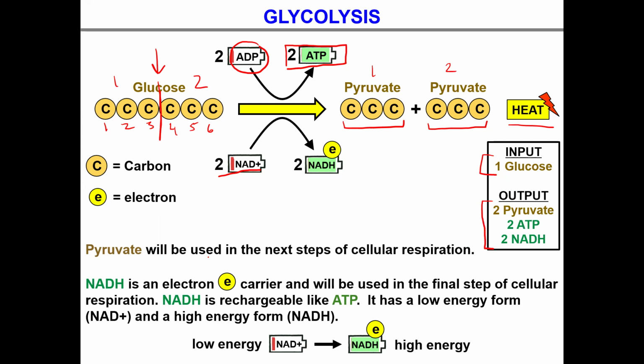So again, pyruvates are going to be used in the next step of cellular respiration, and NADH is an electron carrier represented by this E, and will be used in the final steps of our cellular respiration. So think about this as precursors, or kind of prep work, or setting up for the other steps of cellular respiration.